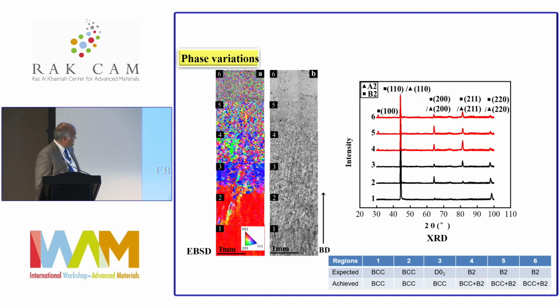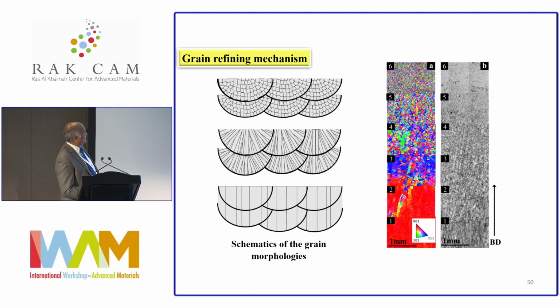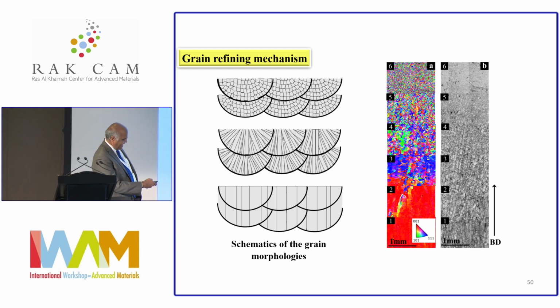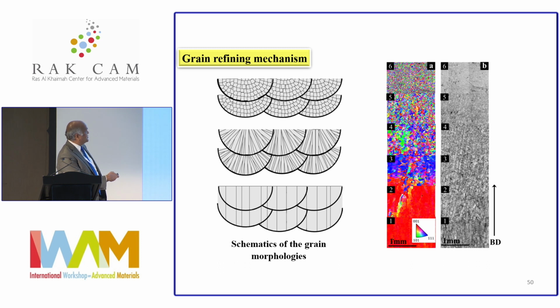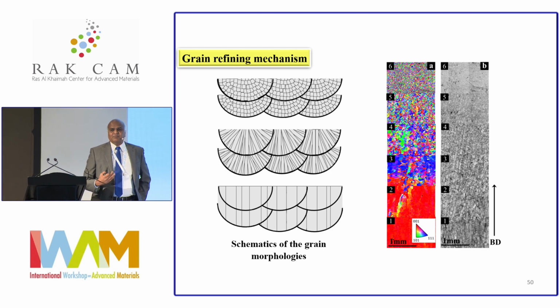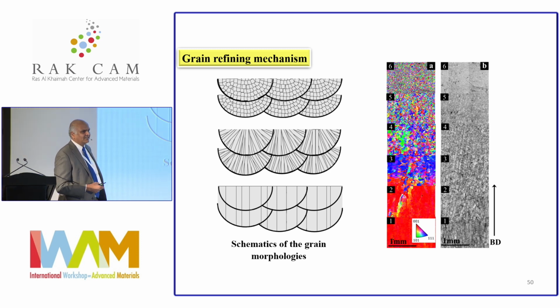So one of the things that happens here is, at the iron end, it's highly textured. So the grains are actually growing epitaxially like this. It's illustrated schematically here. But once you go to a certain aluminum content, you get a very fine grain structure. So the grain morphology changes quite dramatically as you increase the aluminum content.